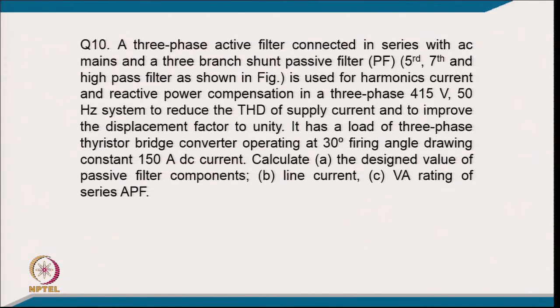So, coming to the 10th problem: a 3-phase active power filter connected in series with the AC mains and a 3-branch shunt passive filter tuned for 5th, 7th and high pass is used for harmonic current and reactive power compensation, in a 3-phase 415 volt 50 Hz system, to reduce the THD of supply current and to improve the displacement factor to unity. It has a load of a 3-phase thyristor bridge converter operating at 30° angle, drawing a constant DC current of 150 ampere. Calculate A, the desired value of passive filter elements, B, the line current, C, the VA rating of the series active filter.